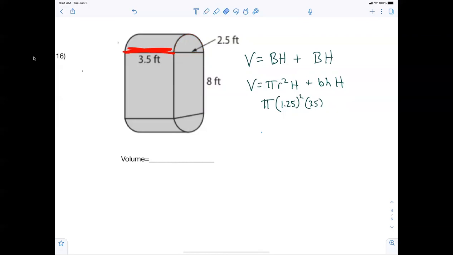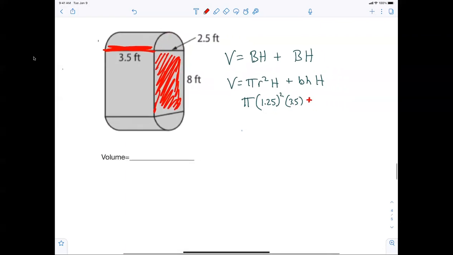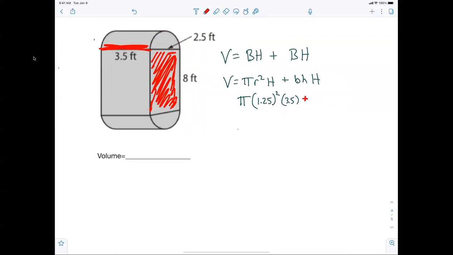All right, now here's what I'm trying to get everybody to understand. This right here is the base. So what is that dimension? Come on, help me. What are the dimensions? Yes, 8 by 2.5. And what's the height? 3.5. All right. So I need everybody now on your calculator. Pi times 1.25 squared times 3.5 plus 8 times 2.5 times 3.5.